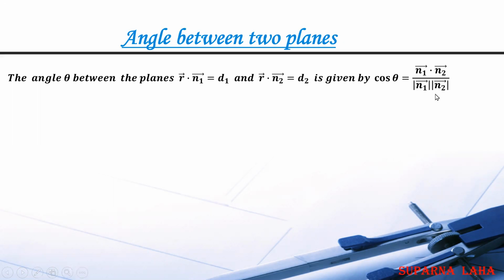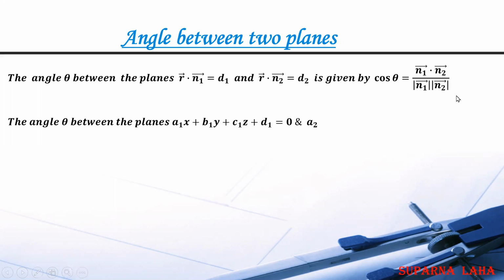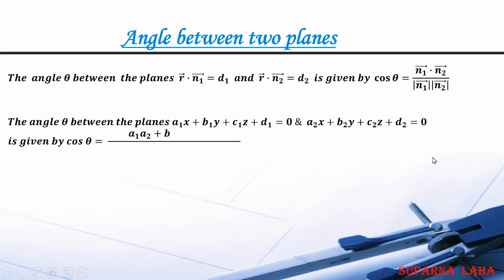Now if we want to write the value of cos theta in the Cartesian form, we need to find the normals to the planes, that is vector n1 and vector n2, and just find the dot product of them. That is, cos theta is given by a1 a2 plus b1 b2 plus c1 c2 over under root a1 square plus b1 square plus c1 square into under root a2 square plus b2 square plus c2 square. So these are the two formulas for finding the angle between two planes. One is the vector form, another is the Cartesian form.